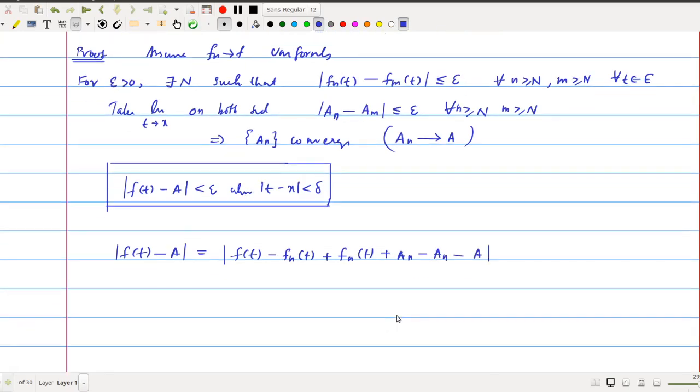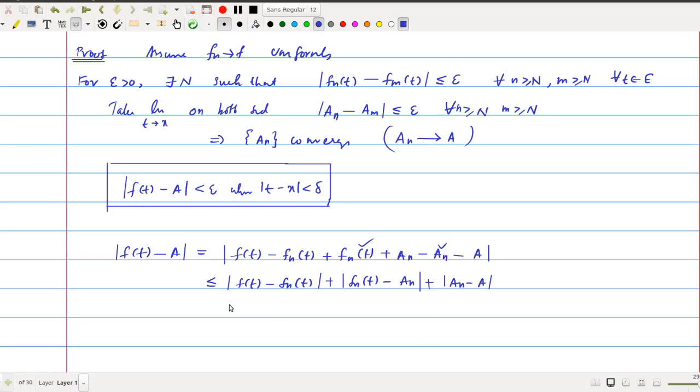Okay, so these are the terms. We have inserted this many terms in between f of t and a. Now we split, using the triangle inequality, as f of t minus fn of t plus fn of t minus a. We collected these two, plus an minus a. Okay, this is the triangle inequality.